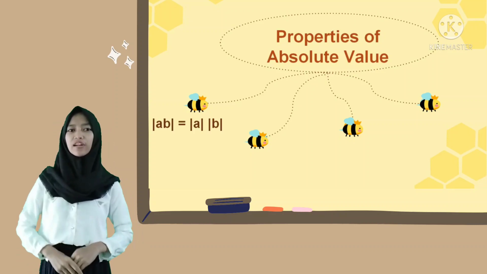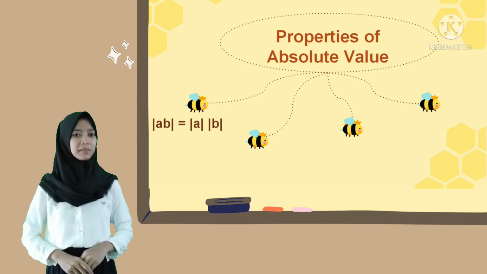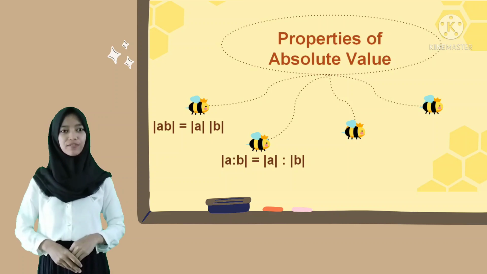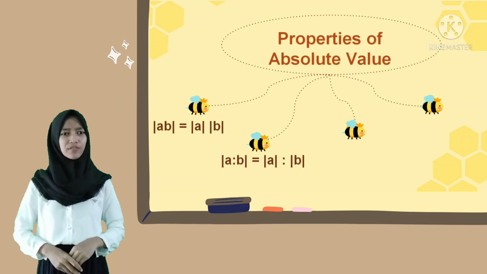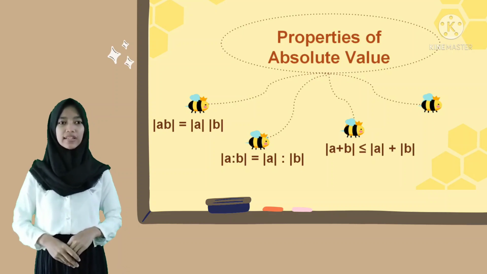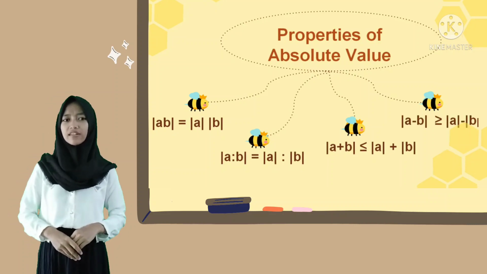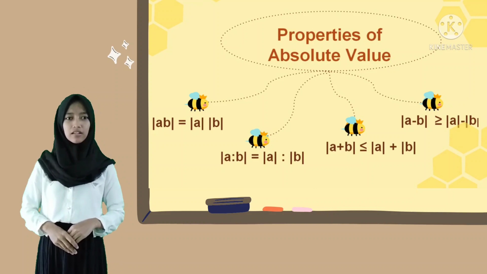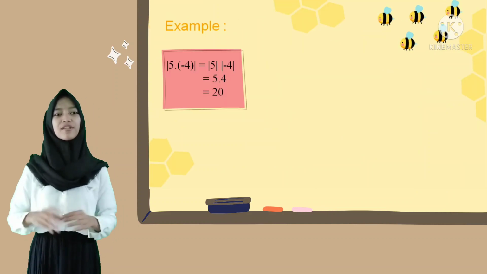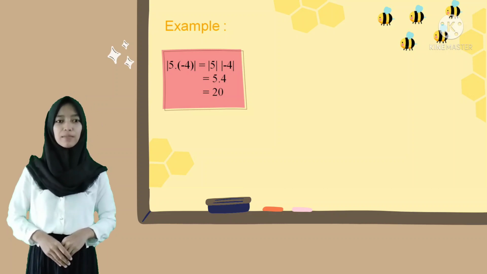The first, absolute value of A times B equals absolute value of A times absolute value of B. Second, absolute value of A divided by B equals absolute value of A divided by absolute value of B. Next, absolute value of A plus B is less than or equal to absolute value of A plus absolute value of B. Last, absolute value of A minus B is greater than or equal to absolute value of A minus absolute value of B.